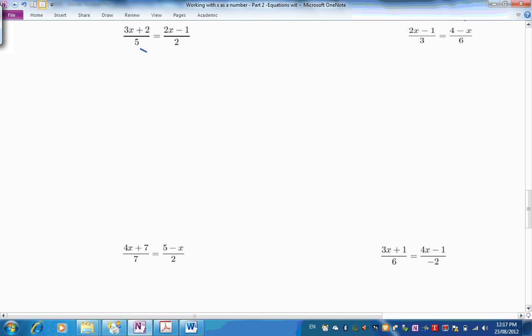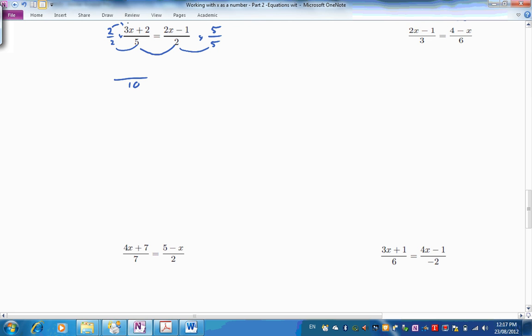Here we go. Common denominator would be 10, so we multiply this side by 2 over 2 to get a 10 in the bottom line, this side by 5 over 5 to get a 10 in the bottom line. Just check it. Yep, 2 by 5 would be 10, 2 by 5 there would be 10. So we are happy with that. The bottom line is 10. Let's have a look here.